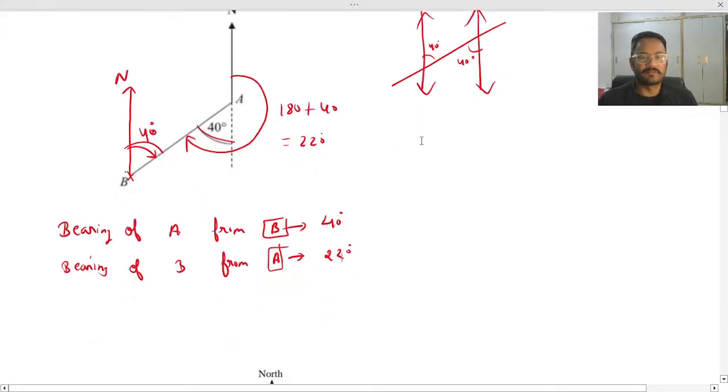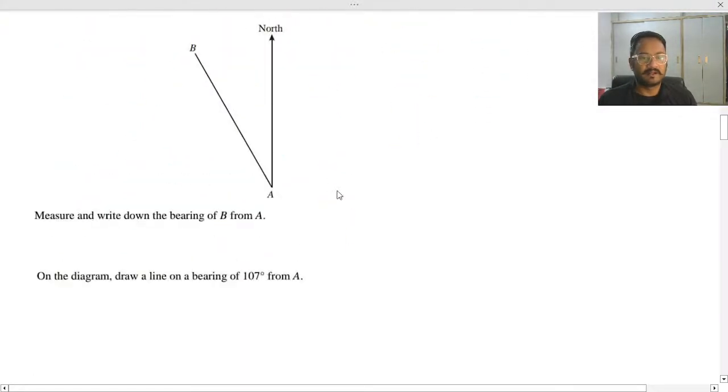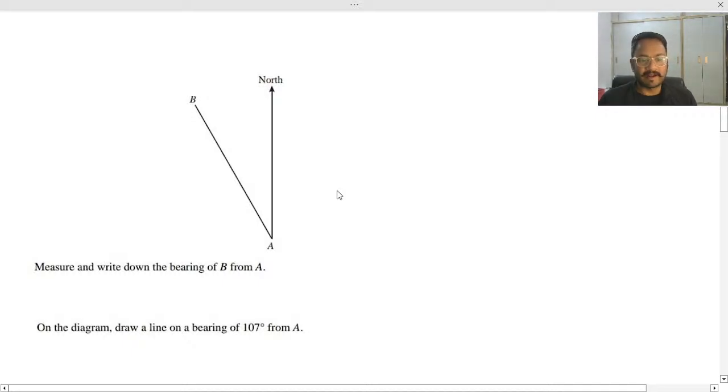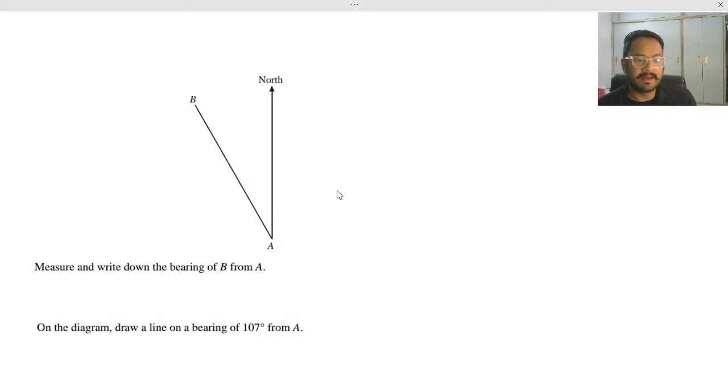Now, coming to the next part. This is very easy. Let's see this part. This is a question given here: measure and write down. This is just a half an hour class, so I want you to focus here and be very quick. Measure and write down the bearing of B from A. Now, this measurement we cannot do right now, because it is very difficult for me to use a protractor. So we'll just guess a value. Let's say this is 150 degrees.